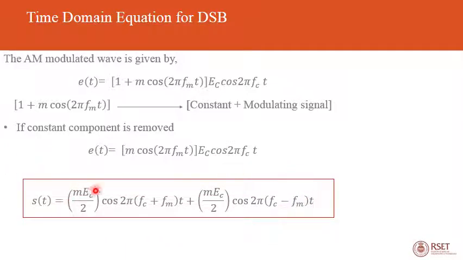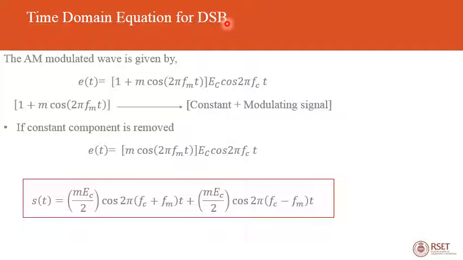This modulated wave contains only the upper sideband as well as the lower sideband. In this modulated wave we suppressed the carrier. We are only transmitting these two sidebands in order to get maximum efficiency. So this is the double sideband signal.